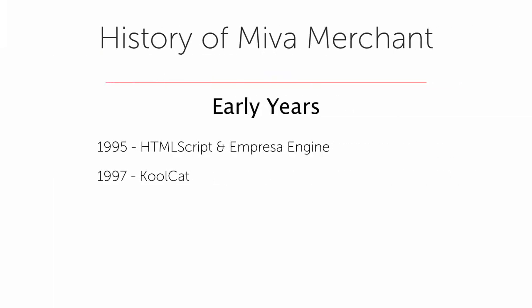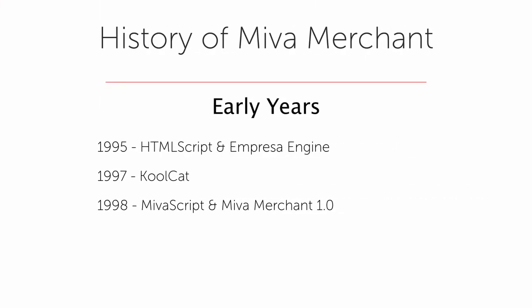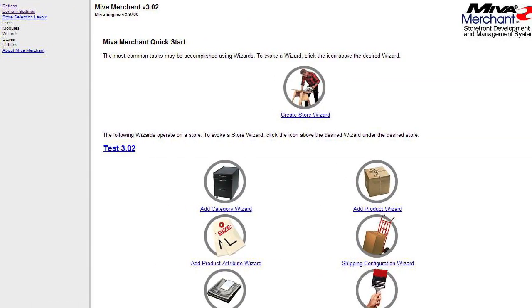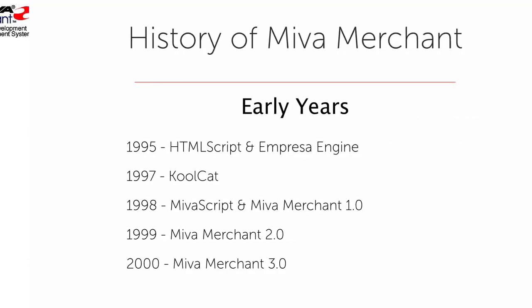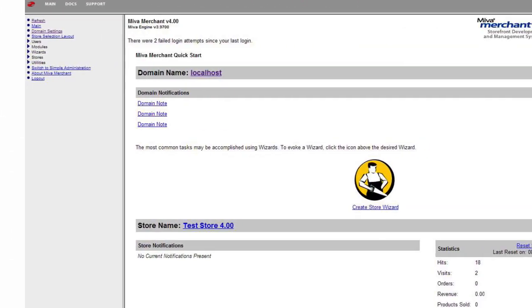Later, in 1998, the core language HTML script was renamed to MivaScript and rewritten to add new functionality and features. This is also when Miva Merchant 1.0 was released. Miva Merchant 2.0 and 3.0 were released in 1999 and 2000, which added new features to the core software. In 2001, Miva Merchant version 4 was released.